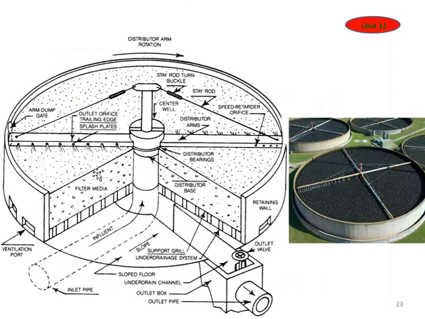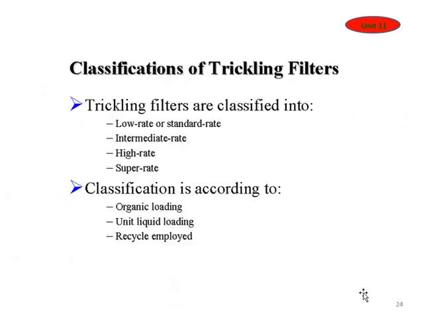This is a section of the trickling filter. This is the actual picture. It is filled with the media, and this is the rotary distribution system which sprays as it moves in a circle. The wastewater is sprayed on the top, and once it passes through the media, it comes to the underdrain system, then it is removed through the effluent pipe. The influent pipe brings the wastewater here and then sprays it at the top. So this is the cross section of the trickling filter. Trickling filters are classified basically based on two criteria.